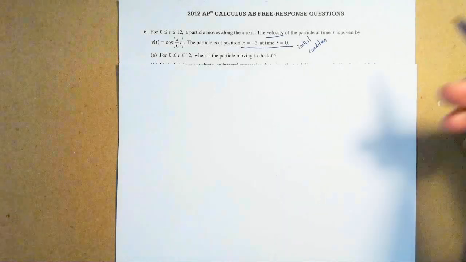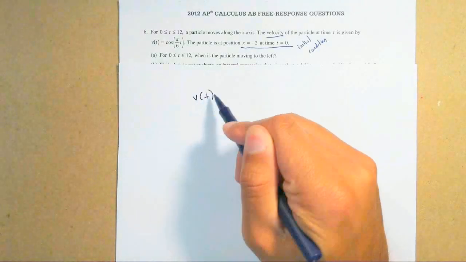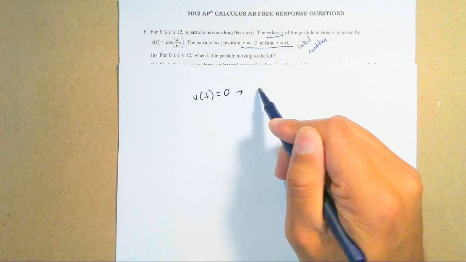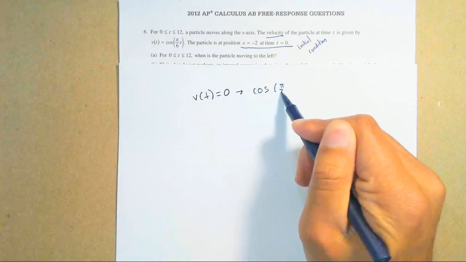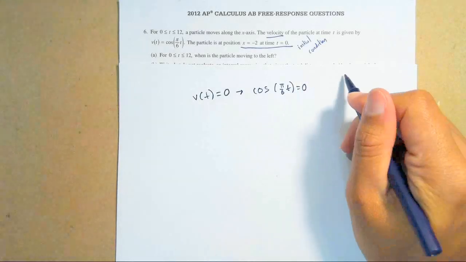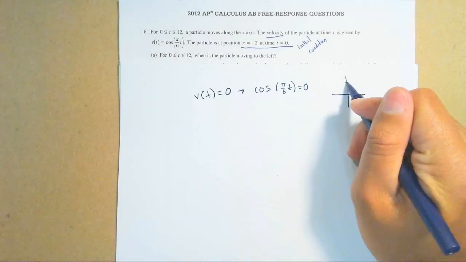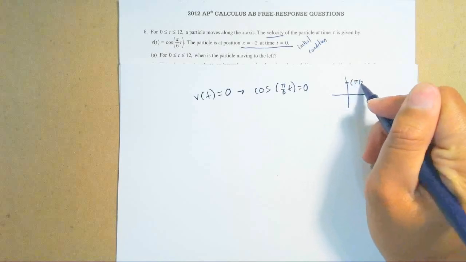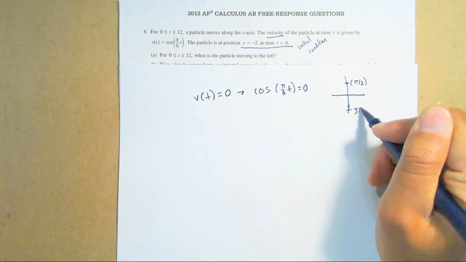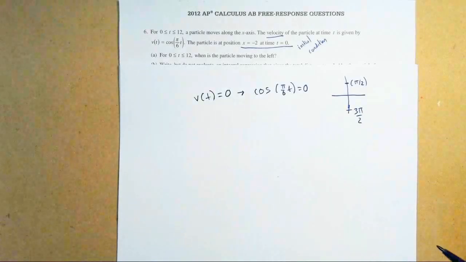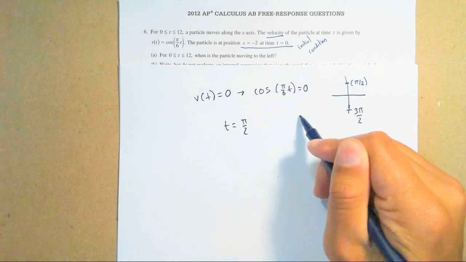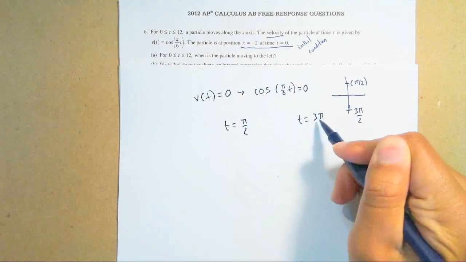So we're going to first find our critical numbers. That's when v of t is equal to 0. That's the same thing as saying cosine of pi over 6 t is equal to 0. Well, cosine is only equal to 0 at two points on the unit circle, at pi over 2 as well as 3 pi over 2. So that means that cosine is equal to 0 when the inside equals pi over 2 and when it equals 3 pi over 2.